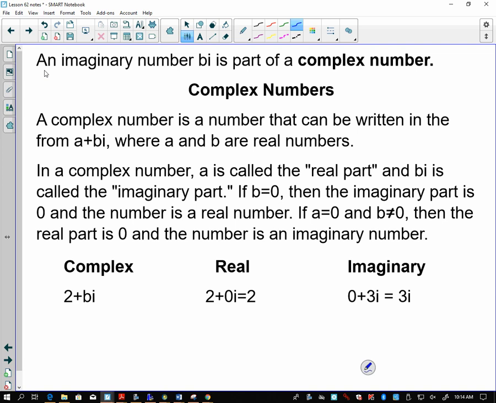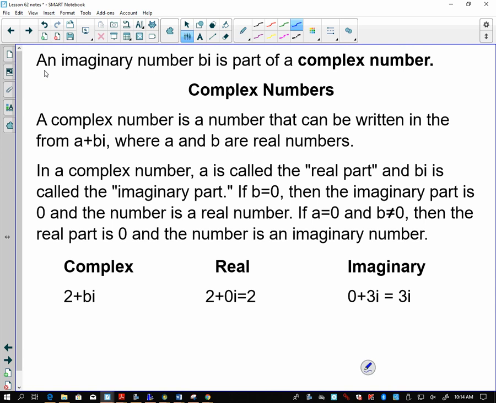So an imaginary number, bi, is part of a complex number. A complex number is a number that can be written in the form a plus bi. So a is a real number, and b is the coefficient of an imaginary number. Okay? It's that number that goes in front. But both a and b are real. In a complex number, a is called the real part, okay, because it's off by itself.